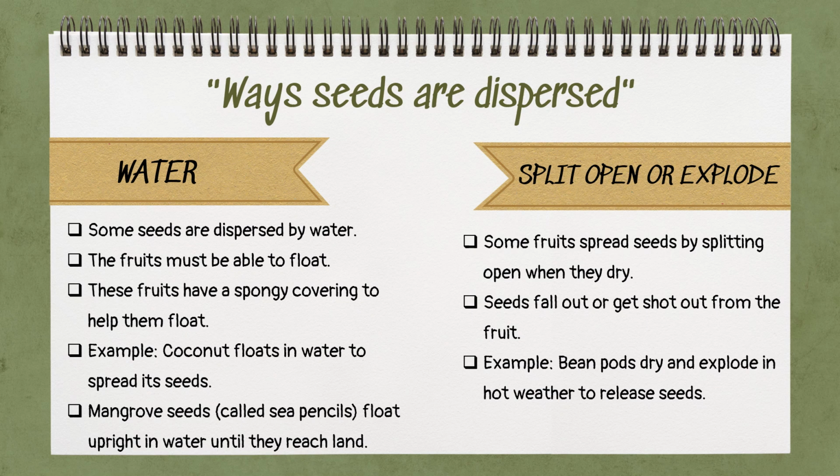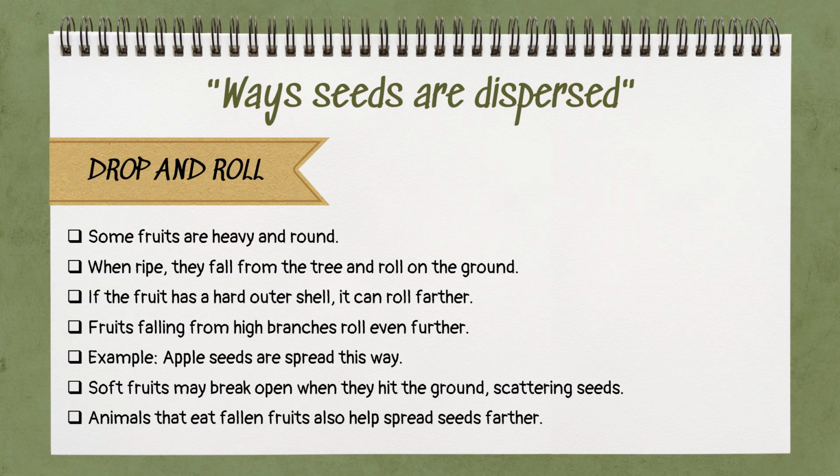Split open or explode. Some fruits spread seeds by splitting open when they dry. Seeds fall off or get shot out from the fruit. Example, bean pods dry and explode in hot weather to release the seeds.